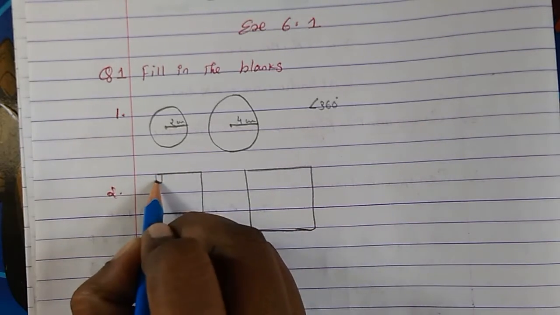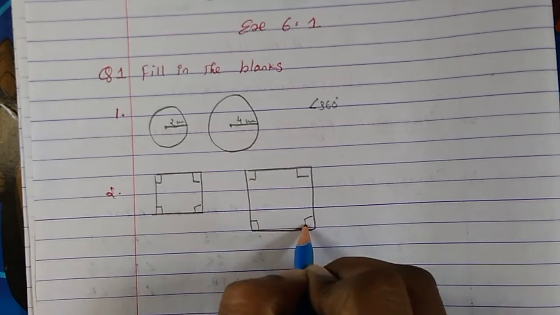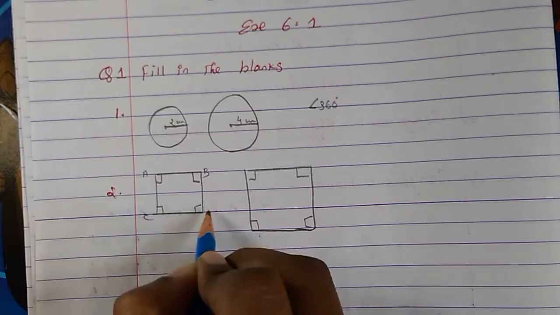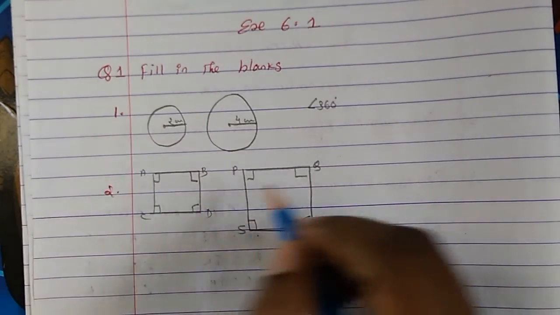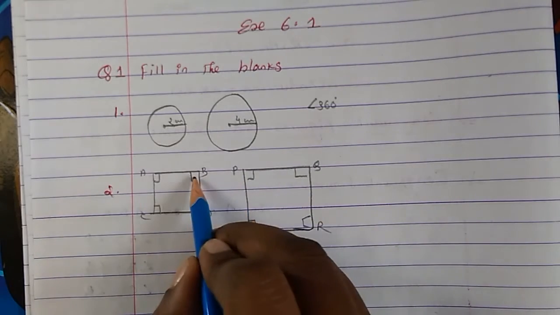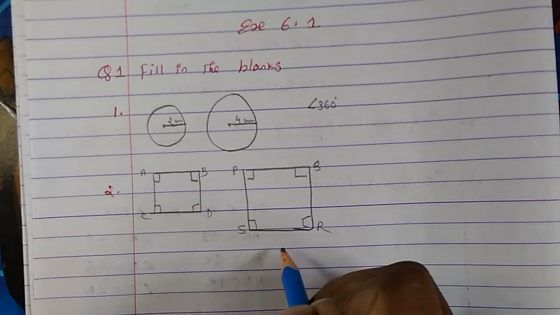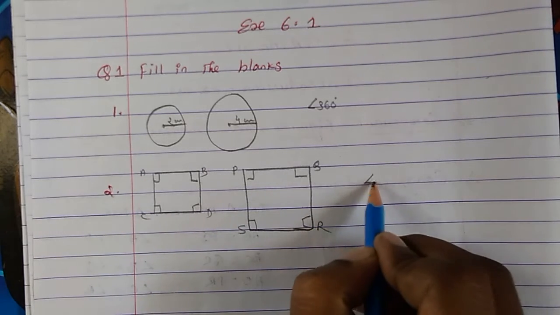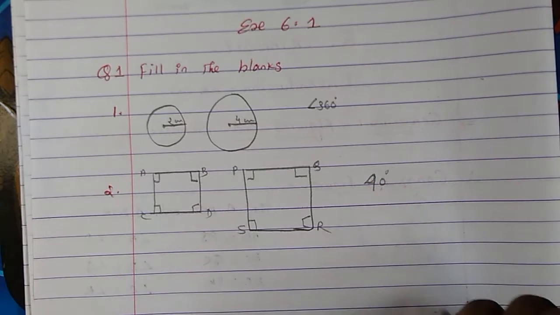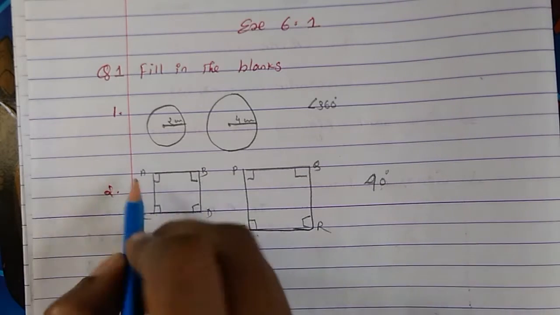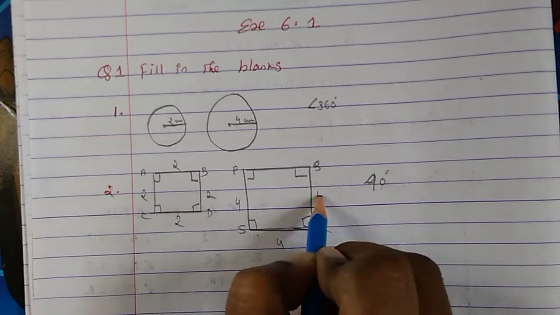So all squares' angles will be 90 degrees. All the squares' angles will be 90 degrees. If you take A, B, C, D and P, Q, R, S, angle A will be equal to angle P, angle B is equal to angle Q, angle C is equal to angle S. All angles are the same. So all squares' angles will always be 90 degrees, but if you take sides, it can be 2, 2, 2, 2. This can be 4, 4, 4, 4.